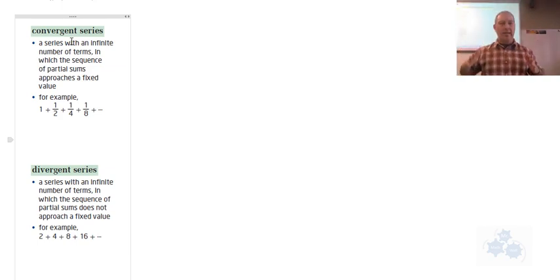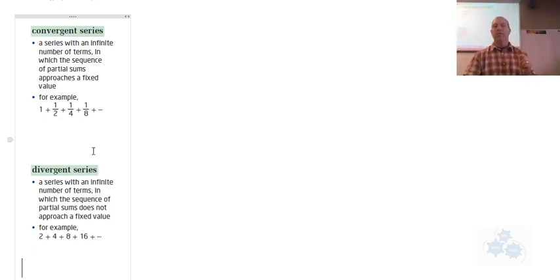And the idea here is that the sum will zero in on a specific sum at the end. So let's read. A series with an infinite number of terms, that's an infinite geometric series, in which the sequence of partial sums approaches a fixed value. That's a little bit wordy, but it basically means that if you were to add these things up, at the very end of it, you're adding something that's extremely close to 0, right? So if you're adding virtually 0, the number that you have is virtually going to be unchanged. So there's an actual limit, there's an actual sum.